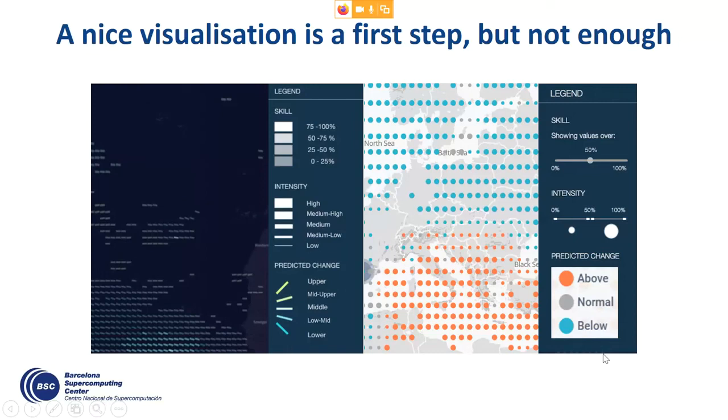now it has been reduced to only 3 categories, because what we found out in the end is that users are mostly interested in knowing if one variable will be above or below the normal average the next season or the next decade, rather than more sophisticated delimitations like upper, mid lower. This is not that important, and on top of that, it was very difficult to see the difference between upper and mid upper in the map.